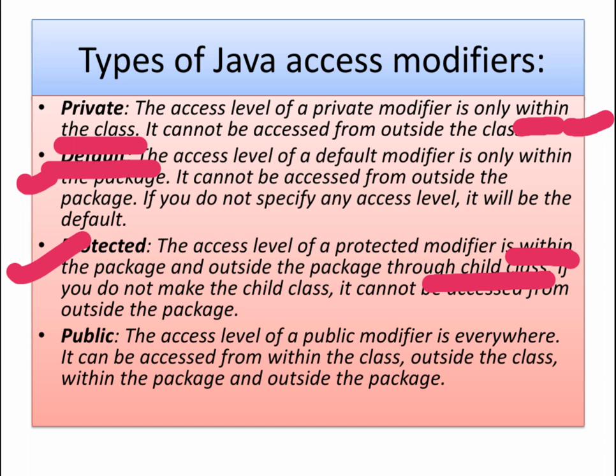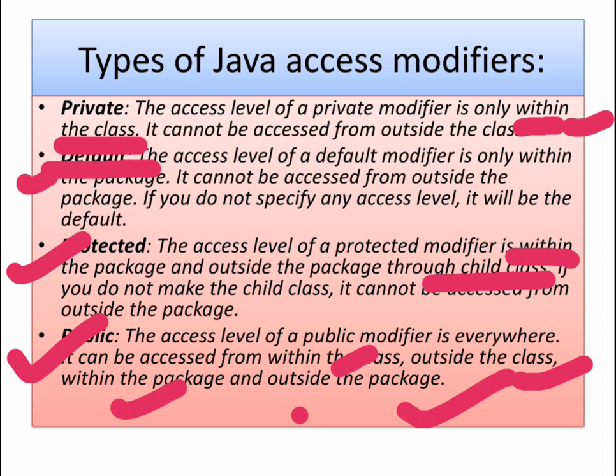And the maximum accessibility, as the name suggests, is public. The variables, fields or constructors created using the public keyword have the maximum accessibility. Means it can be accessed within the class, outside the class, within the package and outside the package also. So this is about the access modifiers. We will come again to this topic once we move on to the programming part.